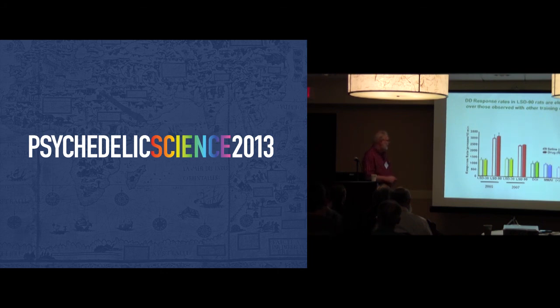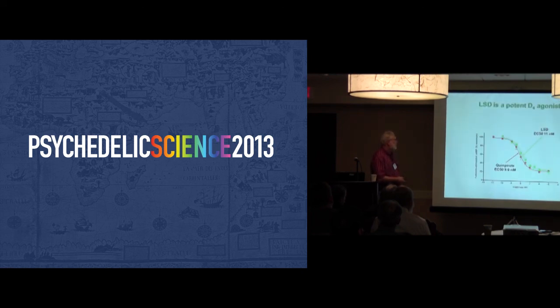LSD 30 rates here versus LSD 90 over a period of several years. And you see the rates of responding for LSD 90 over LSD 30 are increased. So they're more reactive, they respond faster. And LSD 30 was comparable to DOI, MMAI, or even to some extent amphetamine, whereas the LSD 90 rats were responding much more quickly. And then we found LSD was a potent dopamine D4 agonist.